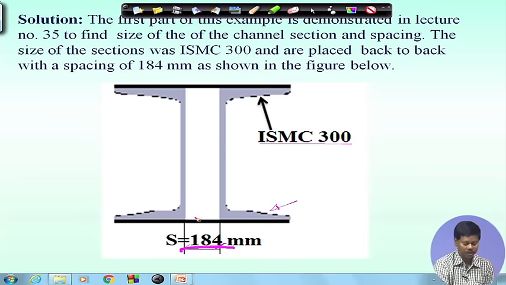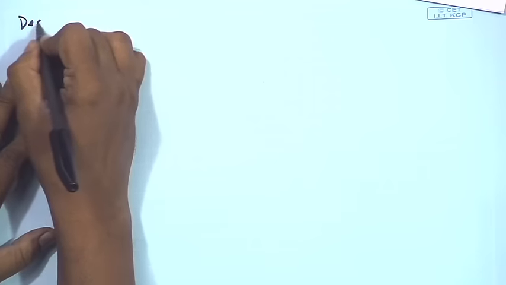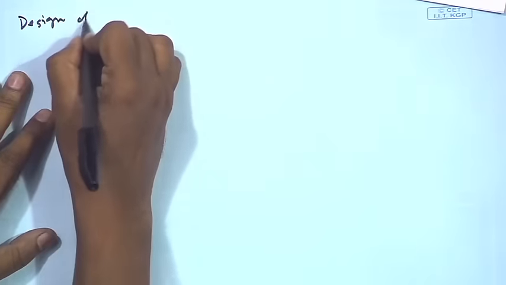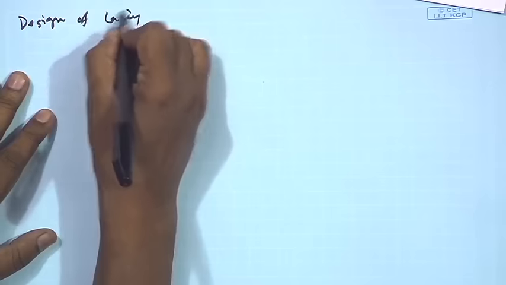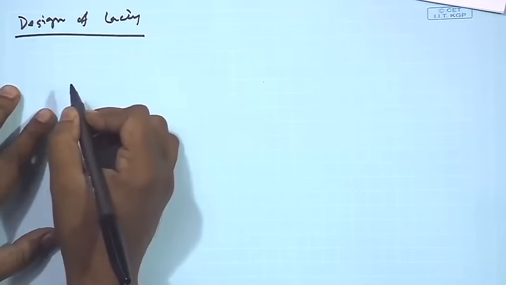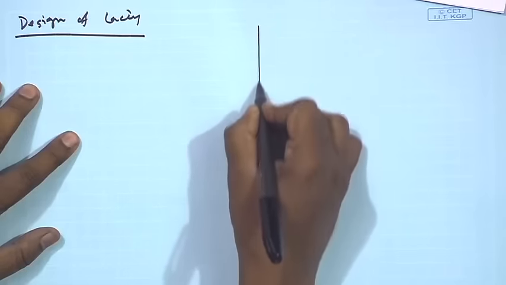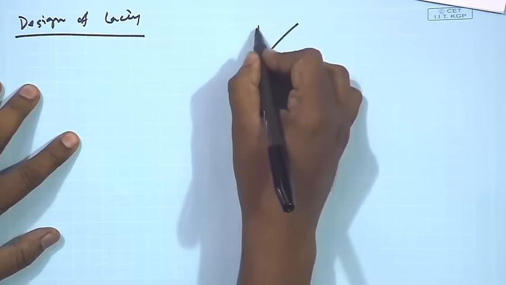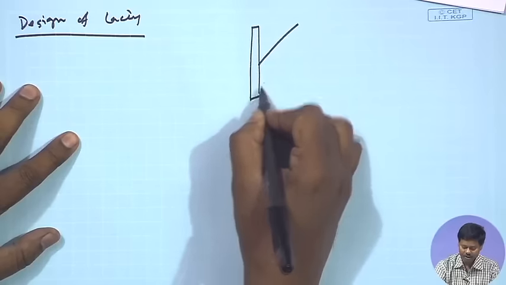Now, we will come to the design of the lacing system. So, coming to design of lacing, first we will find out the angle of lacing. So, what should be the angle of lacing? That has to be decided.